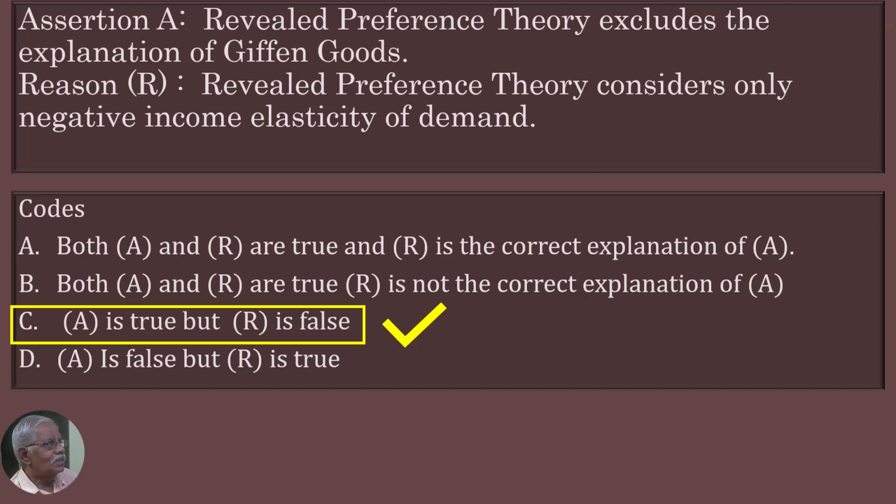Why? Because revealed preference theory treats only normal good. It doesn't treat the inferior good and Giffen goods. Revealed preference theory is based on positive income elasticity of demand. So it is wrong to say it is based on negative income elasticity of demand.